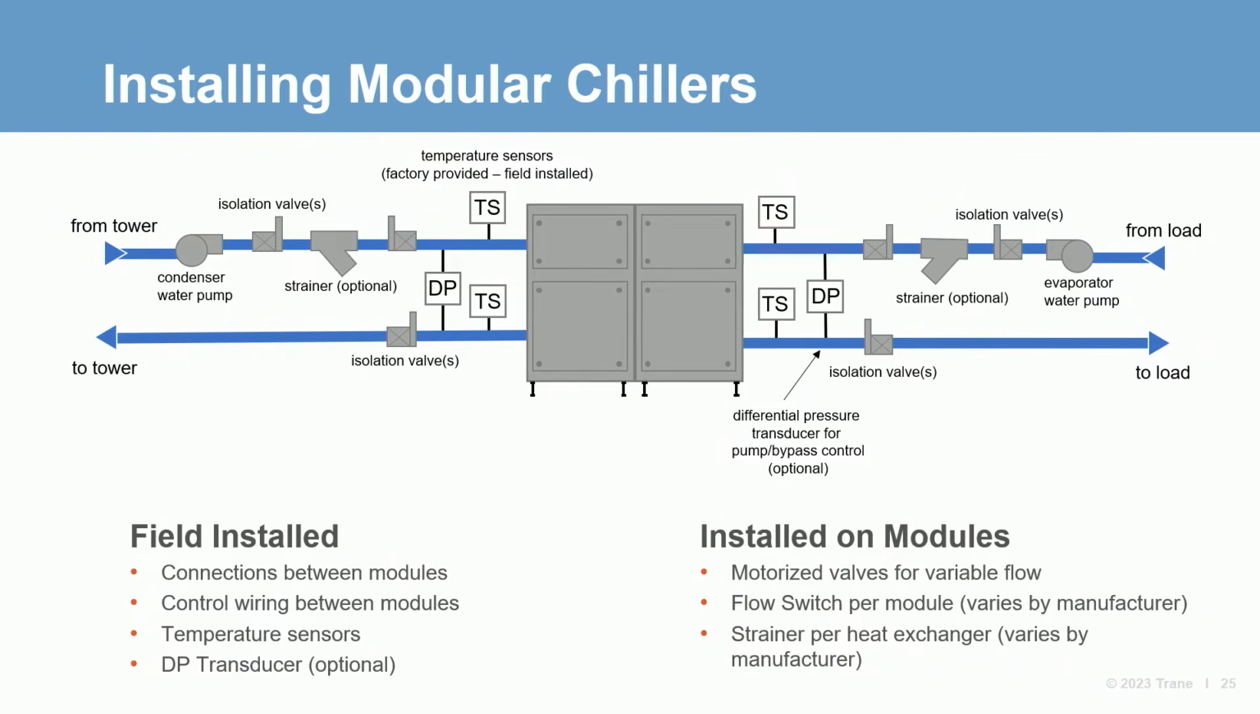Lastly, under the field installed items, I have listed a differential pressure transducer. This may or may not be used depending on how your chiller is operating in a variable flow system. Dan will talk more about this in a minute.